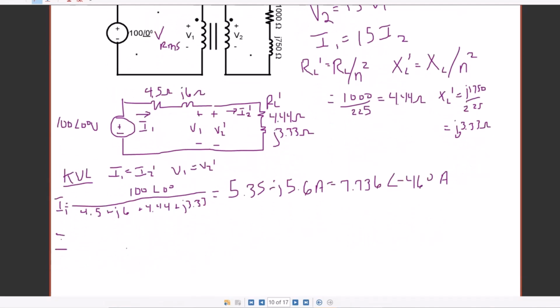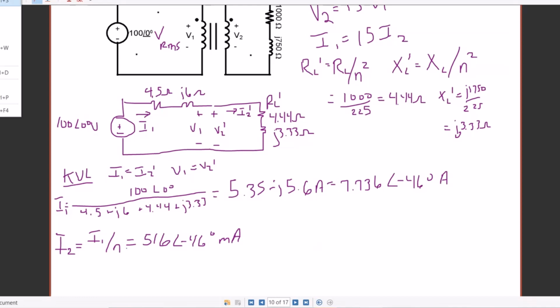I2 is then equal to I1 over N. So we take the value we got before and divide by 15, and I got 516 with an angle of negative 46 degrees, and that's in milliamps. Okay. Any questions?